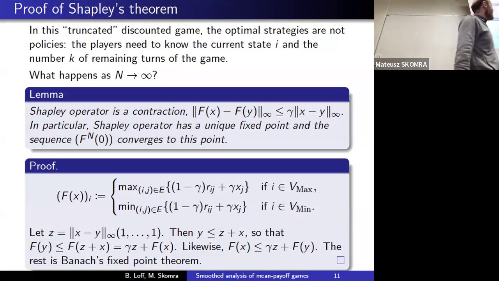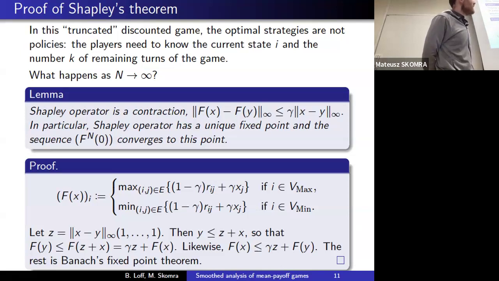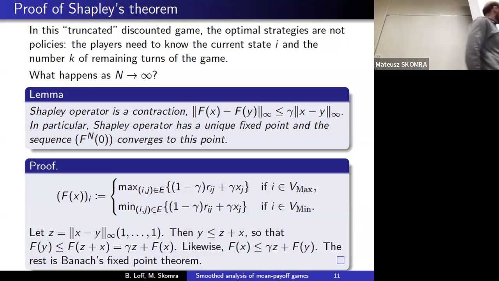So that's quite interesting. The second thing that Shapley observed is that this operator is a contraction, actually, in the supremum norm with contraction rate gamma. So in particular, since this is a contraction, it has a unique fixed point, and this sequence will converge to this point. Okay, so here is the proof that this is a contraction.